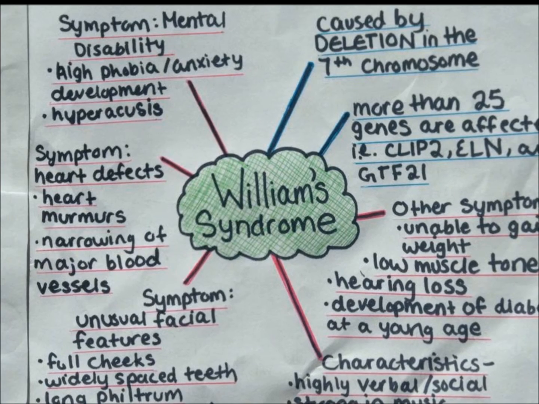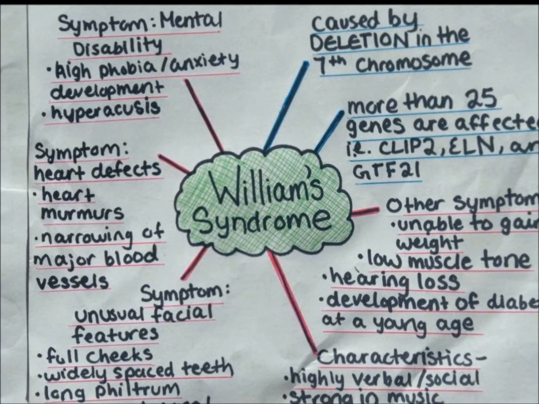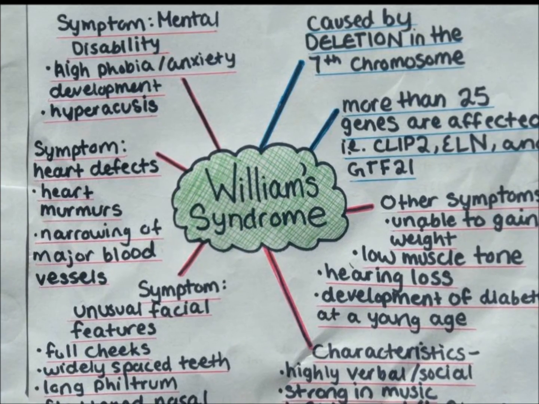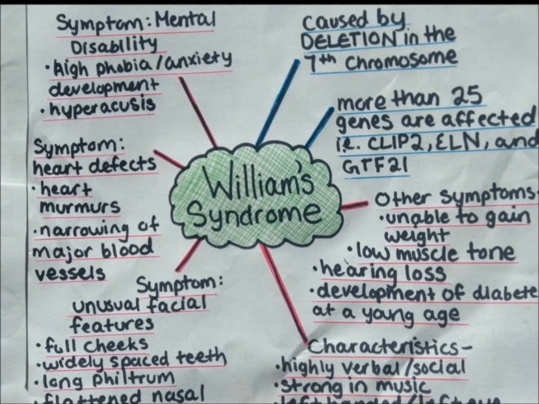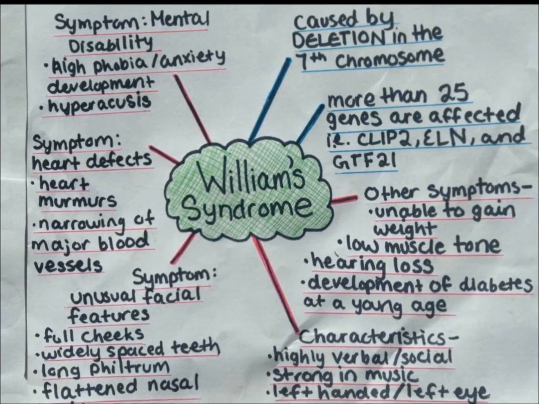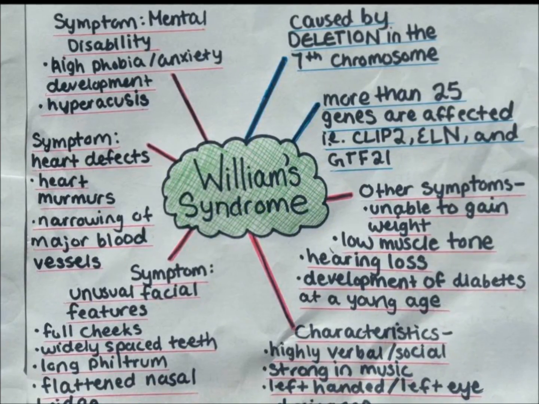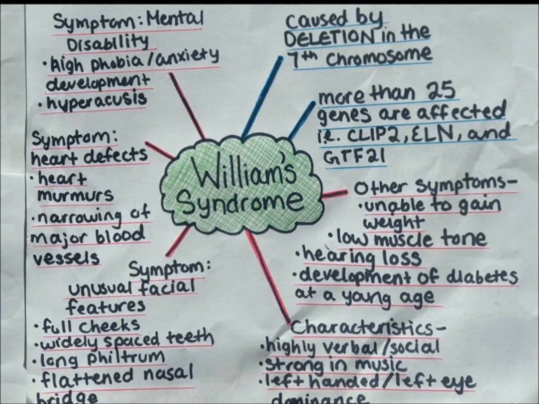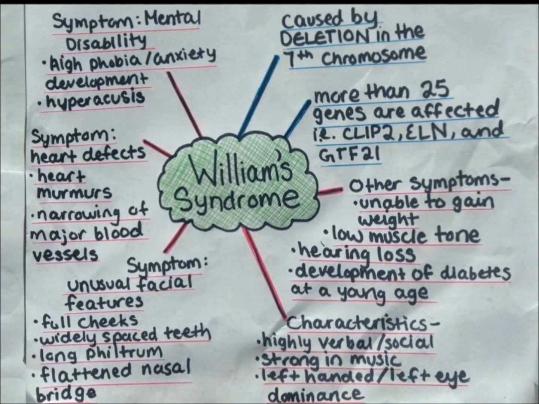Sometimes mutations can occur in the DNA, and this can cause genetic disorders or diseases. Changes in the DNA could be addition, deletion, and substitution of nucleotide bases from the genes. For example, Williams syndrome is caused by deletion. It causes symptoms such as mental disabilities, heart defects, unusual facial features, and hearing loss.